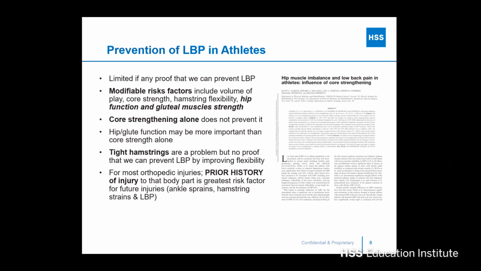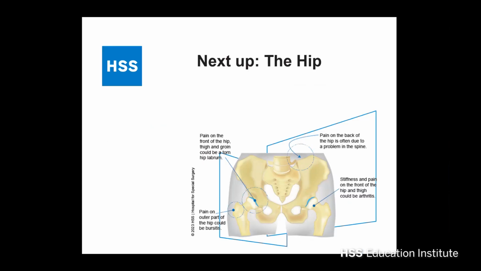And basically, if you're wondering who's at the greatest risk for any of these orthopedic injuries, really anyone who has a prior history of injury in that area has a higher risk in the future. That's been proven most at the ankle, but the other body parts as well. So next up, the hip.